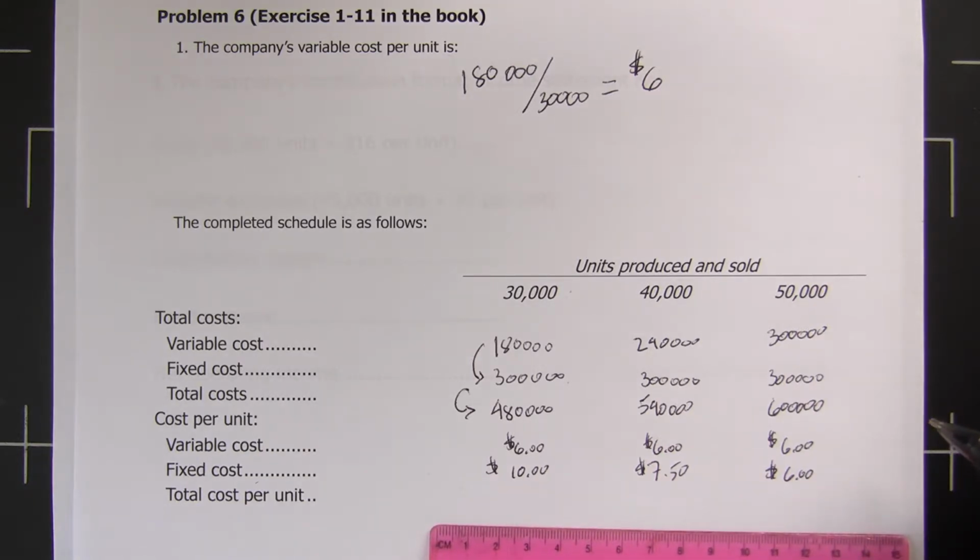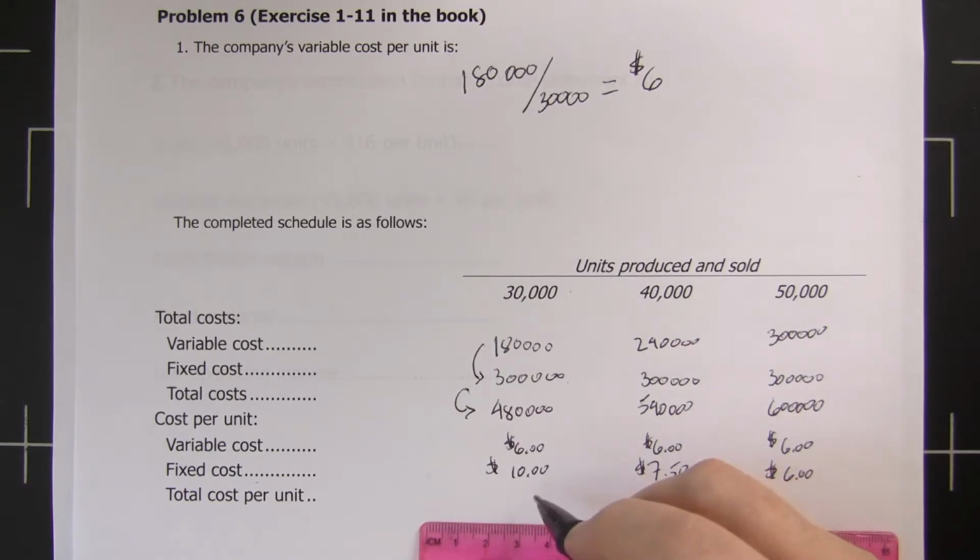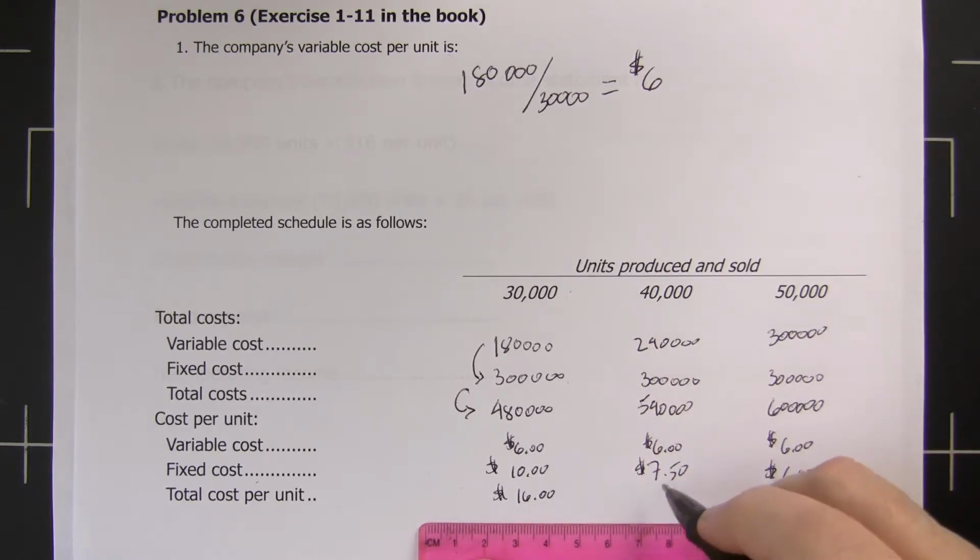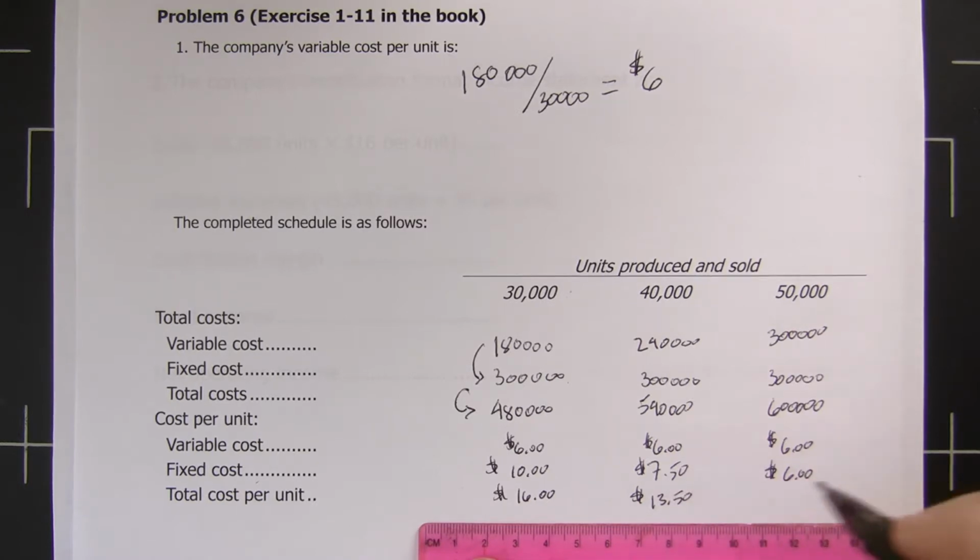Total cost per unit, again it's an approximate, $16, $13.50, and $12. That was the first part that they wanted us to do.